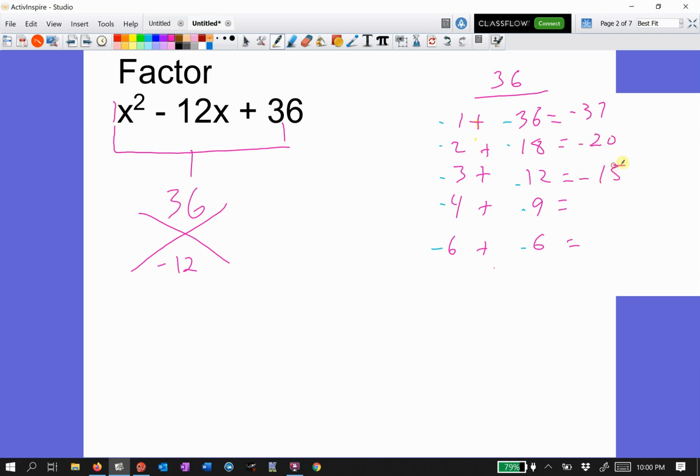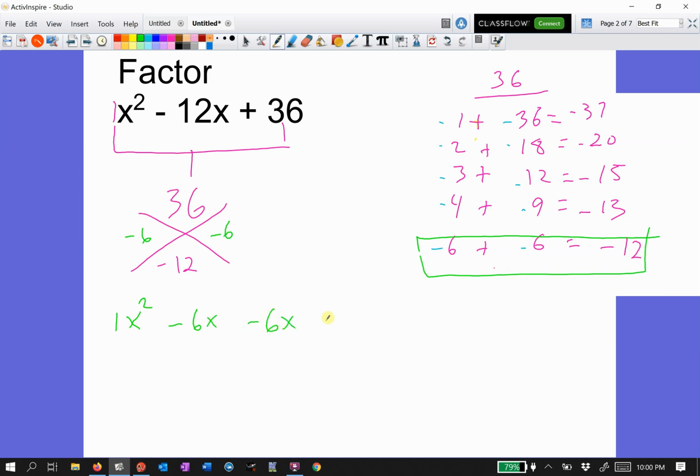We have a negative 15. We have a negative 13. And we have negative 12. Now, if you cannot add your positives and negatives, please use your calculator. But after that, we're just going to find negative 12. Negative 12 is right here. So we got negative 6 and negative 6. So you've got x squared, or 1x squared if you want. You don't have to do that, though. Minus 6x minus 6x plus 36.